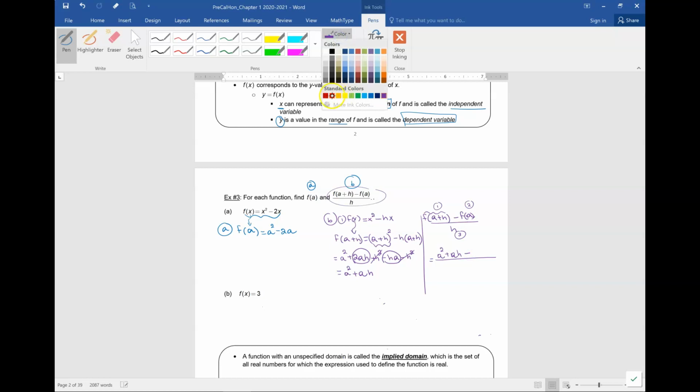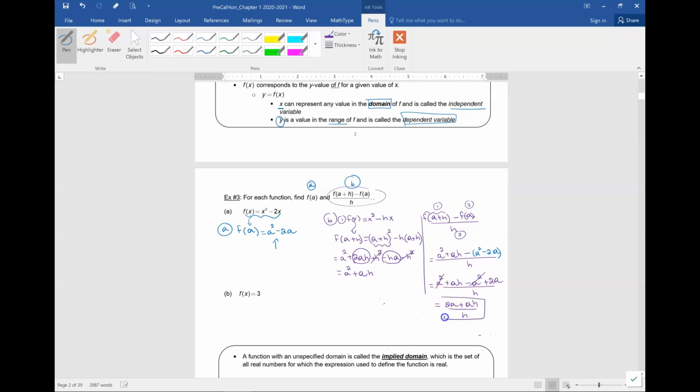minus, now I need f of a. What's f of a? I had actually found it before here. So f of a is a squared minus 2a, all over h. And now I need to simplify that a little bit more. So it's a squared plus ah minus a squared plus 2a, all over h. These go away, and I have 2a plus ah over h left over.